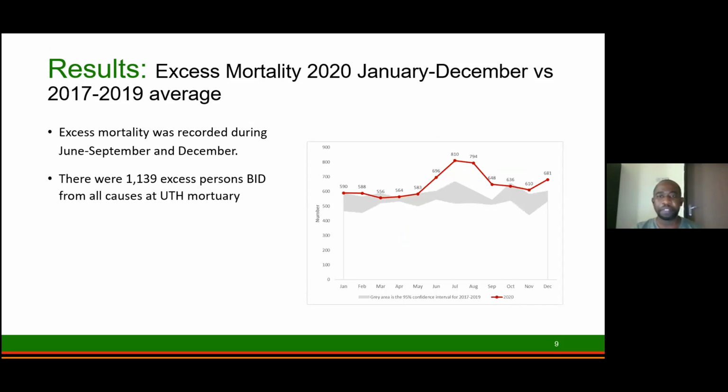For excess mortality for the period January to December 2020 compared to the average for 2017 to 2019, we found that the months between June to September and December had recorded excess mortality compared to the average. There were 1,139 excess BIDs from all causes at the UTH mortuary.